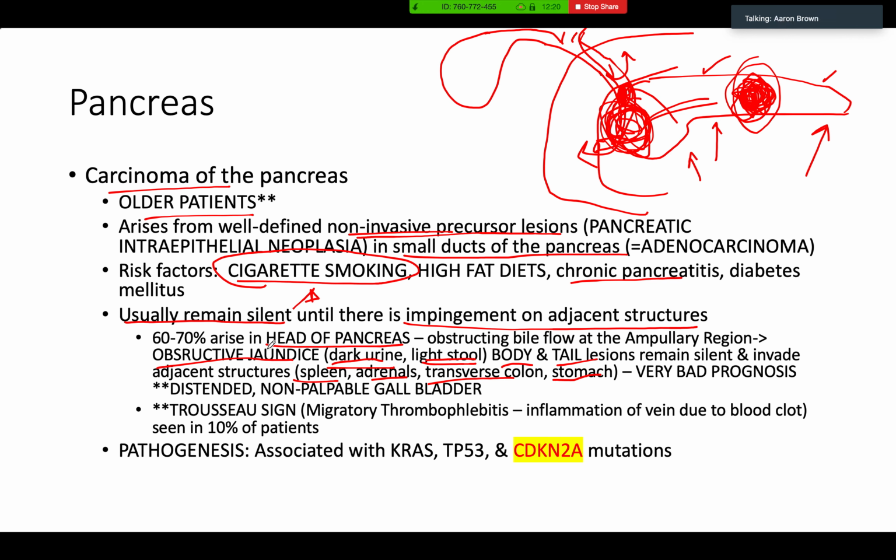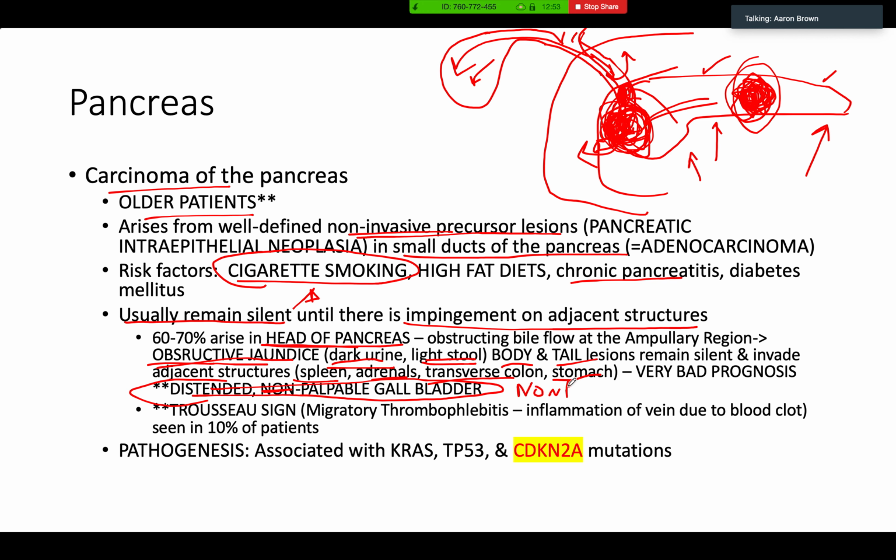So if you do have that tumor in the head of the pancreas, you're going to look for the obstructive jaundice. The other thing I want you to look for is a distended, this should not say non-palpable, this should be a distended palpable gallbladder. Distended palpable gallbladder. Because as this is blocking everything coming down the common bile duct, the gallbladder is going to start to get bigger and bigger. And so you're going to be able to feel the gallbladder, but the gallbladder will not be painful.